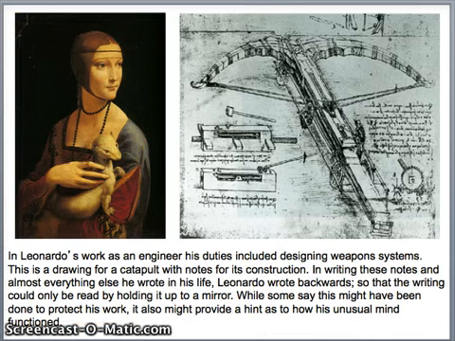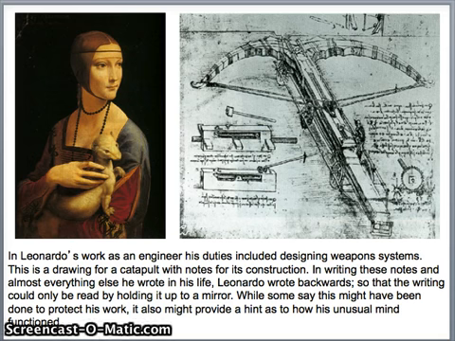Now Leonardo da Vinci also worked as an engineer, and this work included duties such as designing weapons systems. You know that he designed a helicopter and a parachute, all of these things far before his time, but they were limited to the paper on which they were drawn. They were never made. Now, I want you to note the writing on this page for the catapult to the right. These notes and almost everything else he wrote in life were written backwards. So you would have to hold it up to a mirror in order to read it.